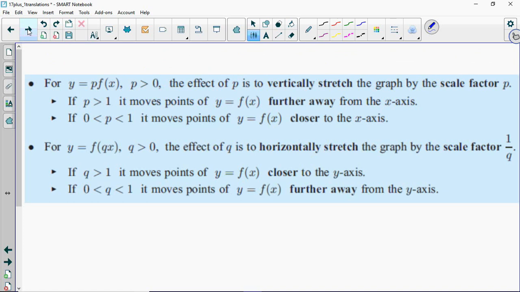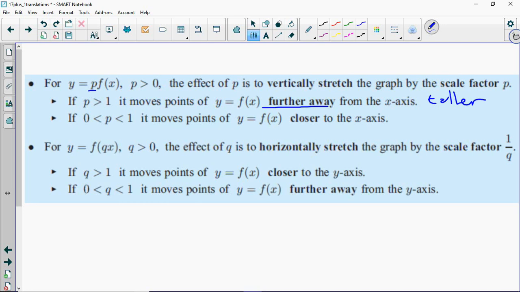All right, up top, again, we have vertical stretches. If we take f of x and we multiply it by some constant, notice that the constant we're multiplying by is outside of the f of x. If that number is bigger than 1, then everything in the picture is going to get further away from the x-axis. In other words, the graph is going to get taller.